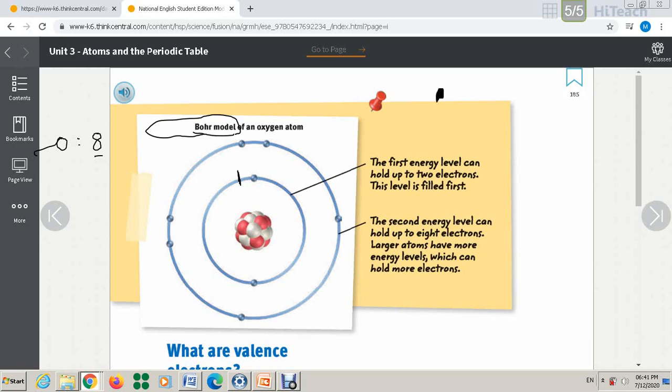I'll write it here. This is oxygen, right? If I want to write this arrangement of electrons as written, the first energy level, it has how many electrons? 2, as you know, because it's the first one, it can hold 2. Then the second energy level, it can hold how many electrons? It can hold 6 electrons. So the total number of electrons is 8.